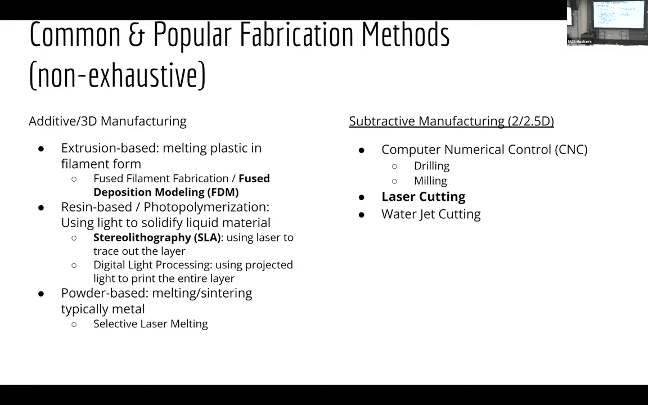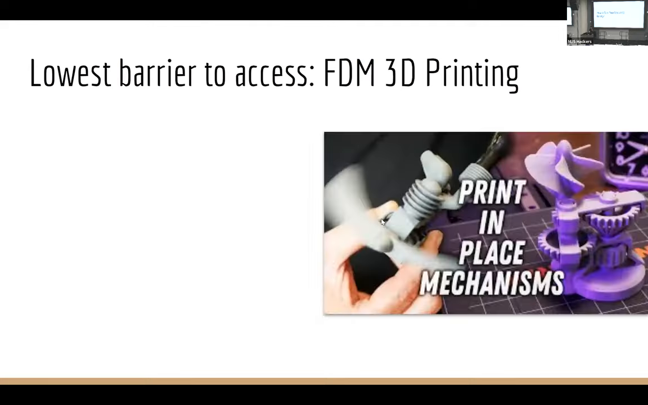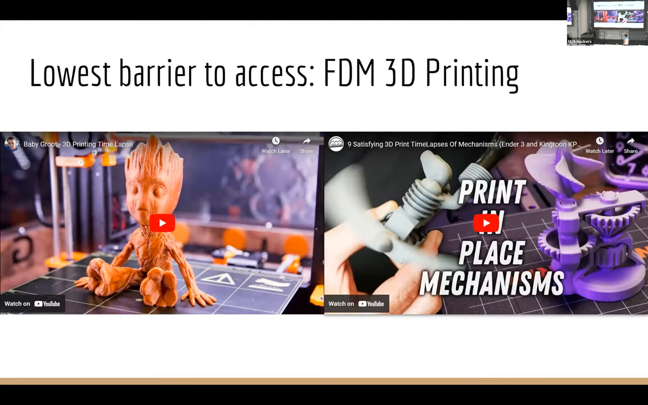So as I mentioned just now, we'll be focusing on FDM printing, which is the plastic kind of printing, and SLA, as well as a bit of laser cutting. FDM 3D printing has the lowest barrier to access.